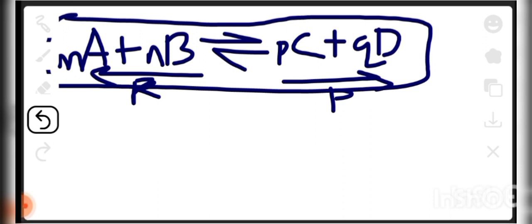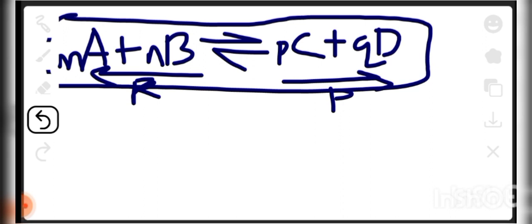The arithmetic product of the product divided by that of the reactant, each raised to their numbers of moles, or each raised to their stoichiometric coefficients in the balanced equation, is constant. So that constant helps us to write out this reaction now in terms of the equilibrium constant.